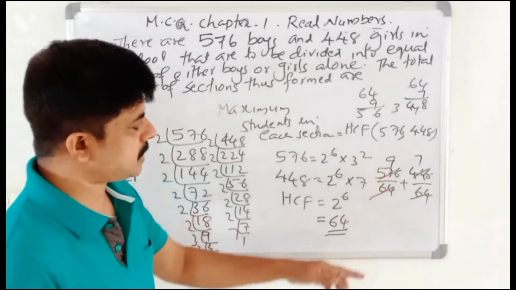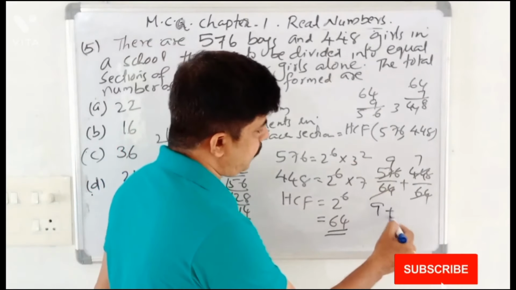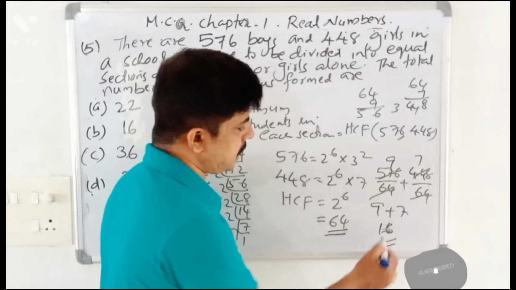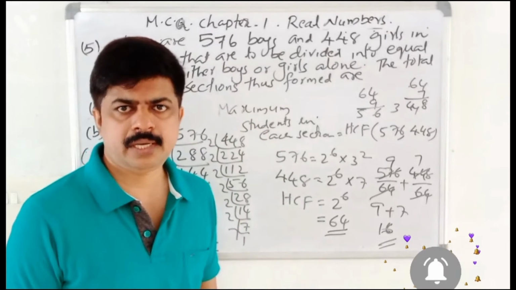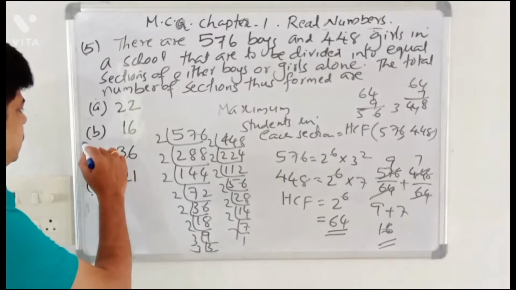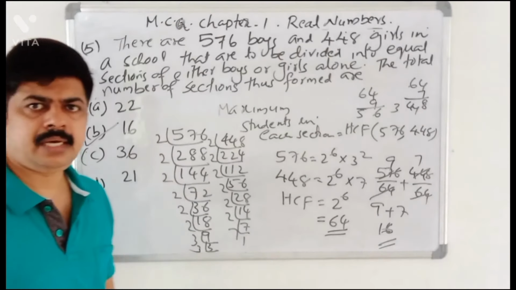The total number of boys sections and girls sections together we have 9 plus 7, 16 is the answer. There should be 16 sections. Therefore, our correct answer is 16. That means option B is the correct answer.